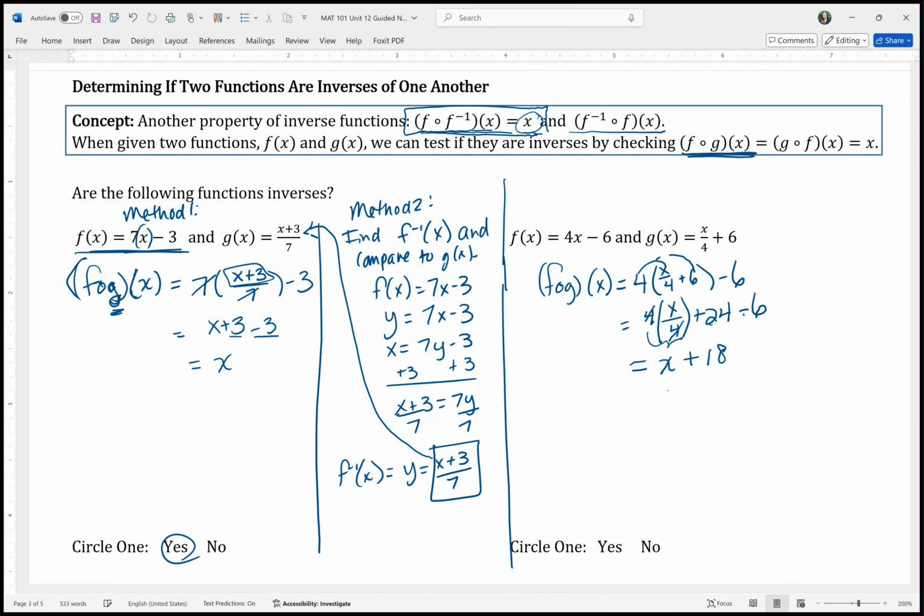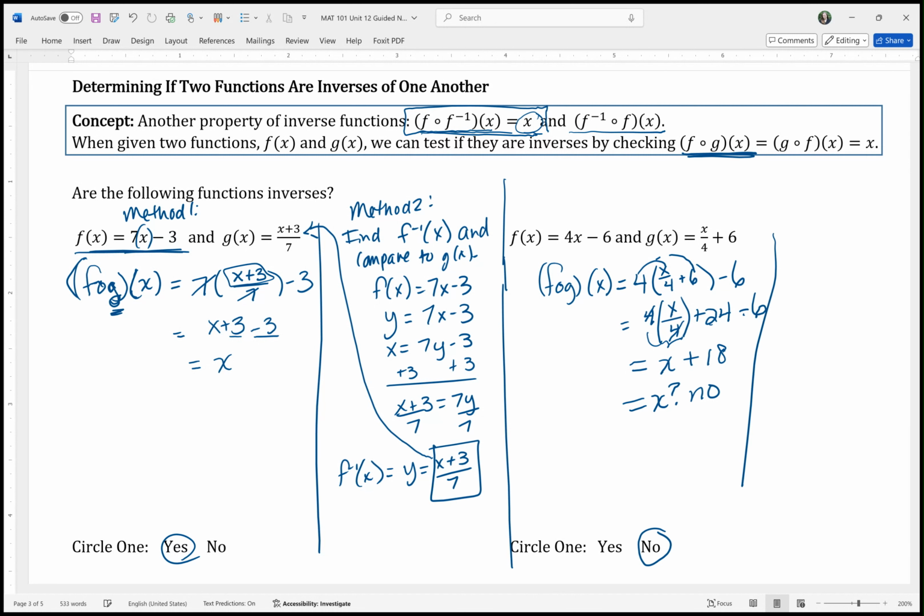Is that equal to x? No. That should just be equal to x there. That's the key. We don't want this to equal the other function. We want it to equal x. So here this would be no. So that was method 1.